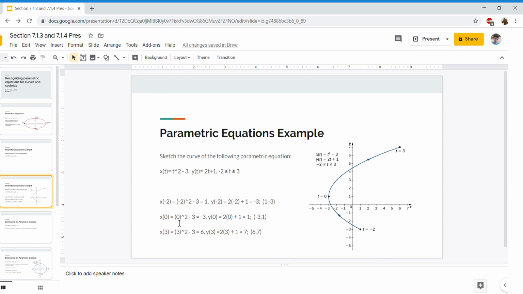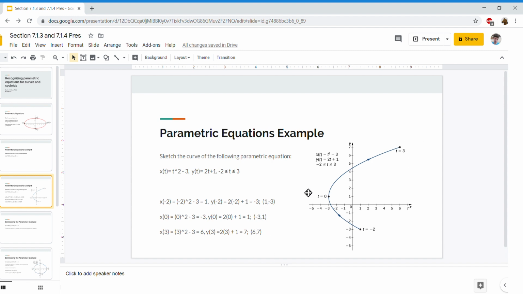x of 0 is 0 squared minus 3, it's just -3. And 2 times 0 plus 1, that's just 1, so there's that point, -3, 1, and there it shows up right there. And finally, x of 3 just equals 3 squared, 9, minus 3, 6. And y of 3 is 2 times 3, 6, plus 1, 7. So the final point there is 6, 7. And that's where that shows up.